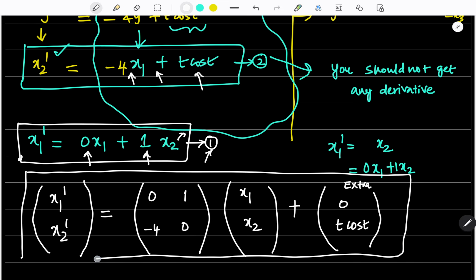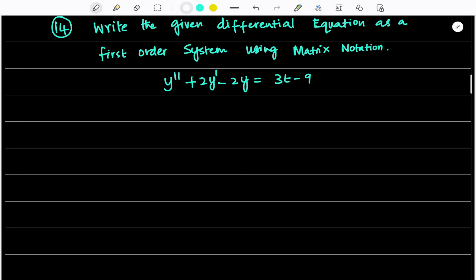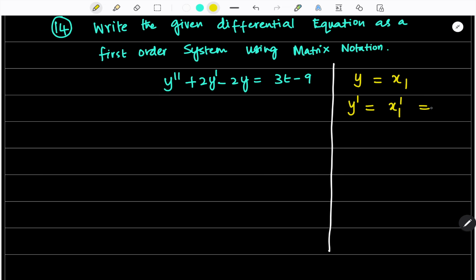We will do one more problem also, and you will get the whole idea. Let me come to the same question again. Same idea. What are the things you need to remember on the side? y is equal to x1, the first part. y dash is equal to x1 dash, which you call x2. What is y double dash? You call it x2 dash, which is equal to x3. That's it.